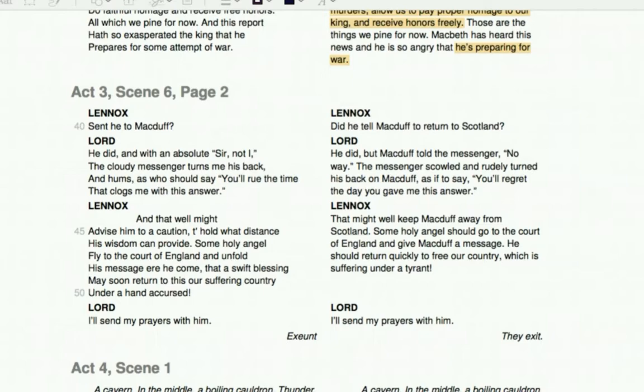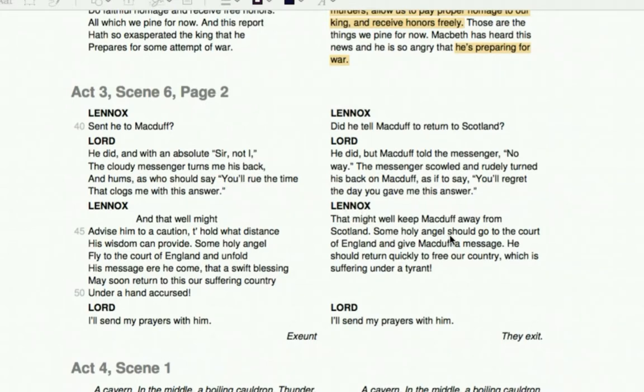Okay, and that brings us to the end of Act 3. So we see that Macbeth has asked Macduff to return, and he told Macbeth's messenger that he will not. He said, no way. And so the messenger, on behalf of Macbeth, says, you'll regret the day you gave me this answer. Now Lennox, who in the beginning of the scene was saying that it was understandable how Macbeth had acted to defend the king and kill those that went against the king, now calls him a tyrant.